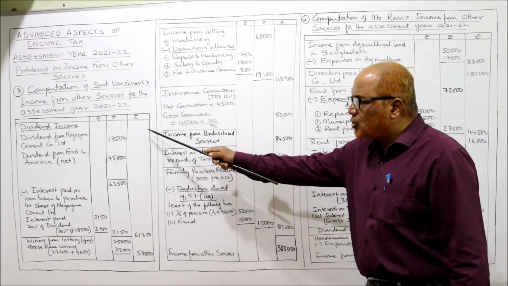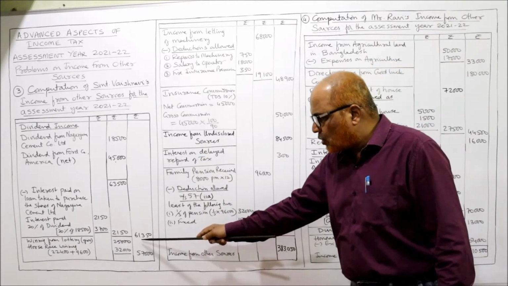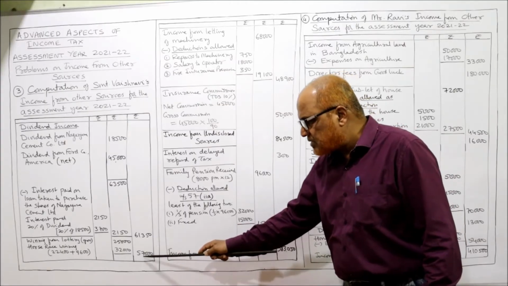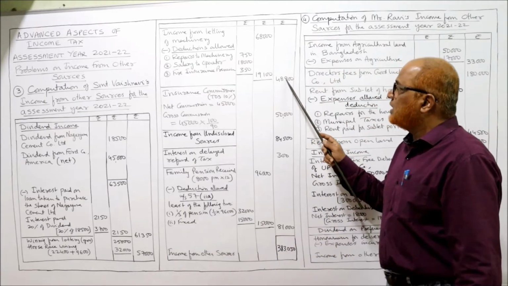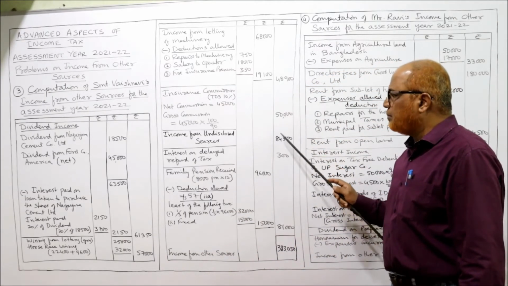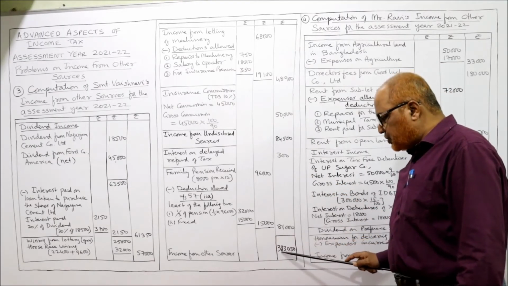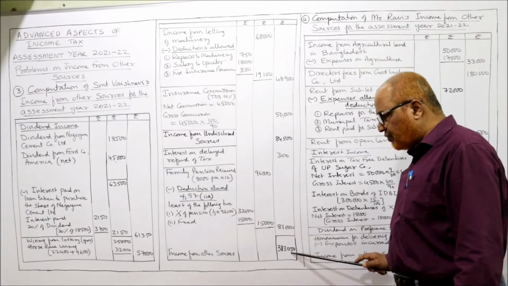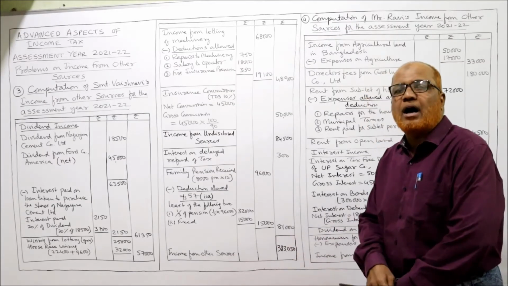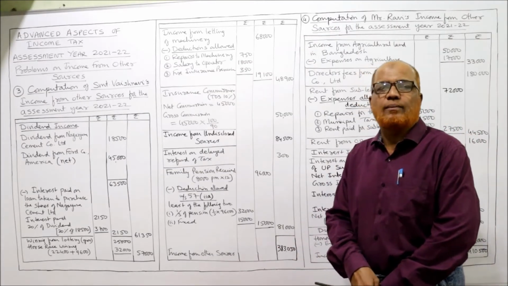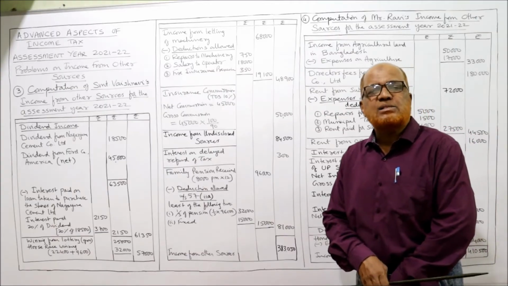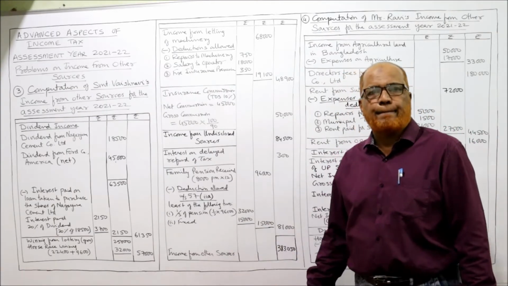Now simply take the total in the last column. What is the total? 61,350 plus 57,000 plus 48,900 plus 50,000 plus 84,500 plus 300 plus 81,000. So 3,83,050. This is the income from other sources. That's all. This is the complete explanation of problem number 3.